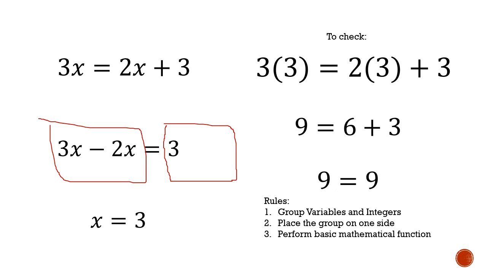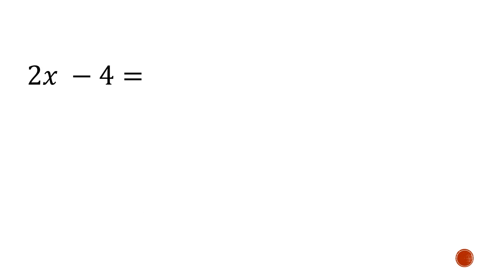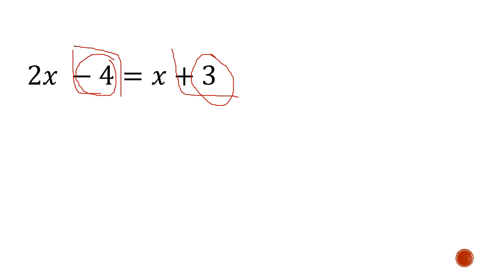Then we perform basic mathematical function. So what is a basic mathematical function? It is addition, subtraction, multiplication, and division. Okay, we answered the number 2 problem, which is 2x minus 4 is equal to x plus 3. As you can see, we have on one side just a number without a variable, which is negative 4. We consider this negative 4 and positive 3. So always take note, the operator with the number makes it a negative or a positive number.